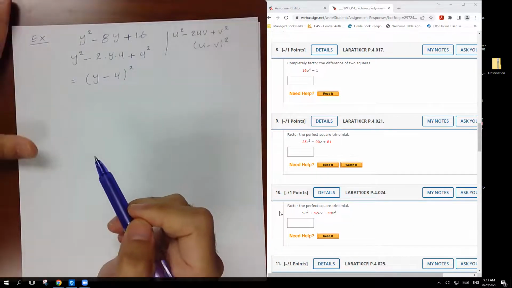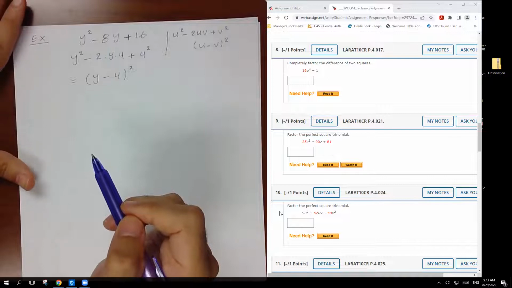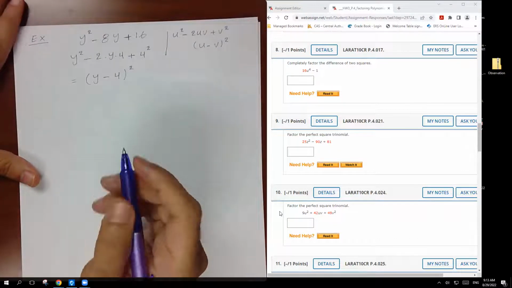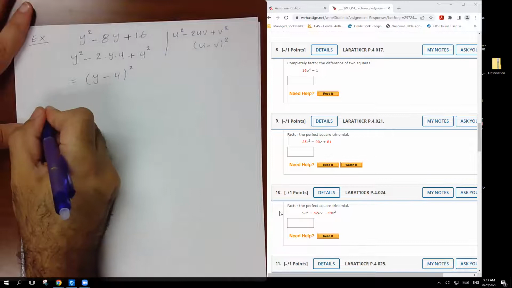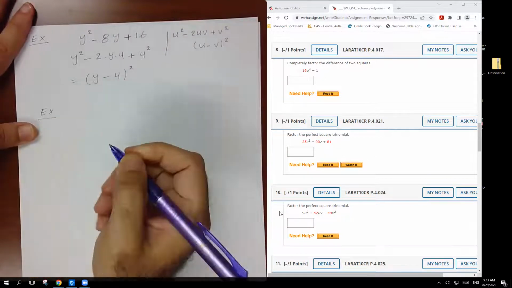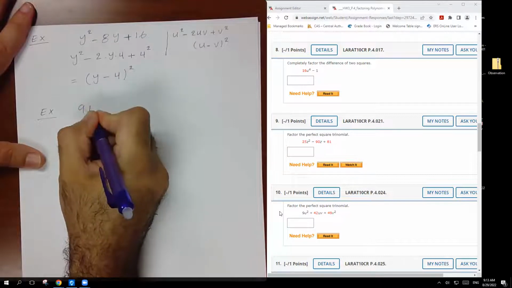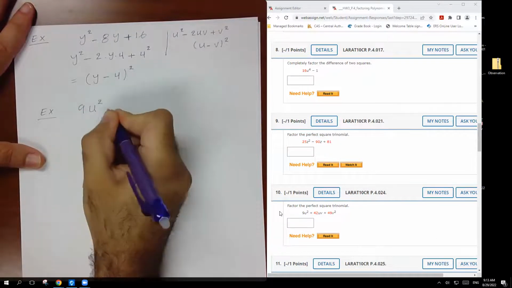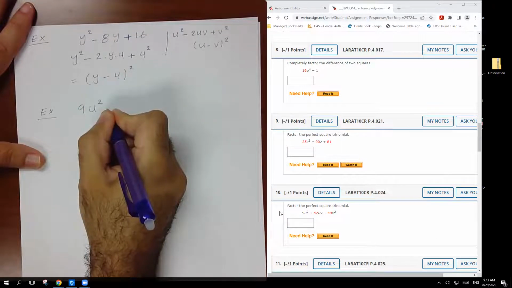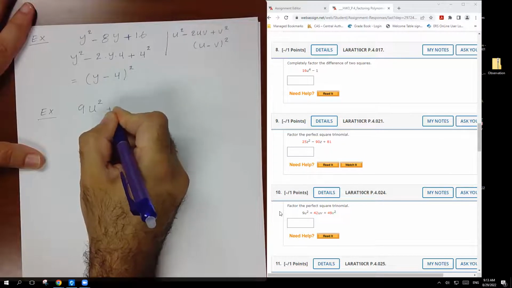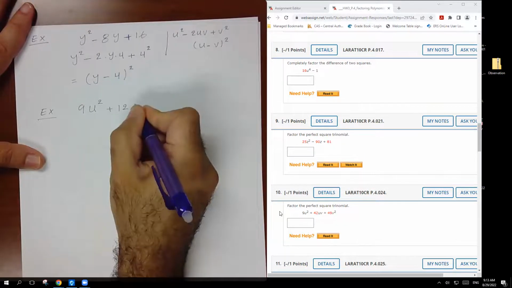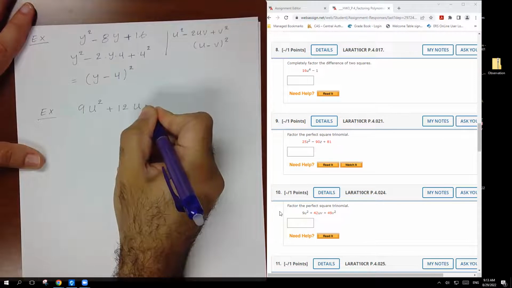Here's another example. If you have nine u squared plus 12 u v.